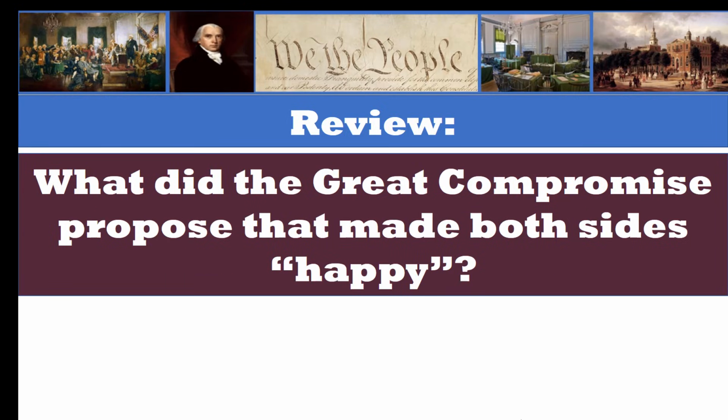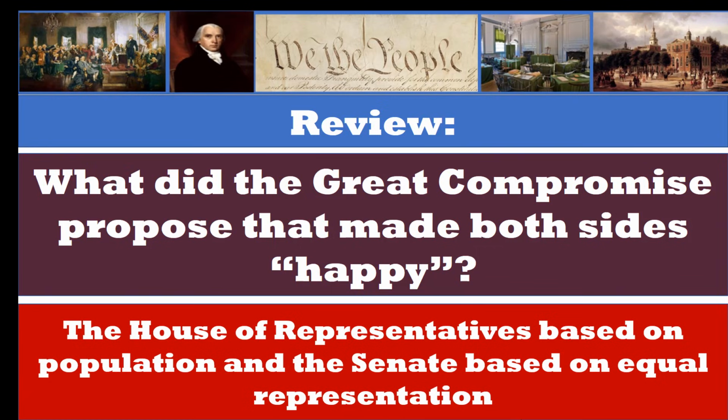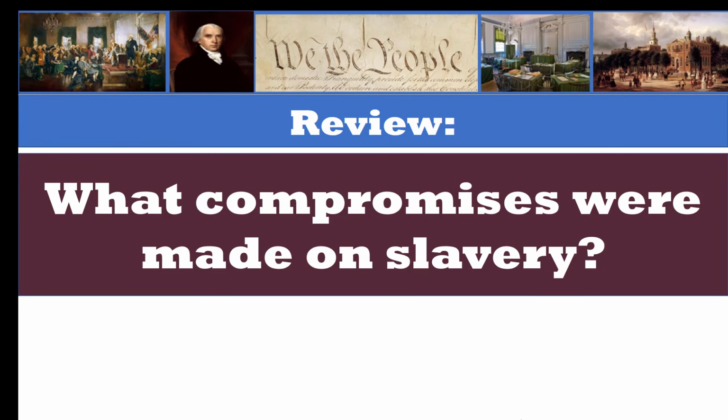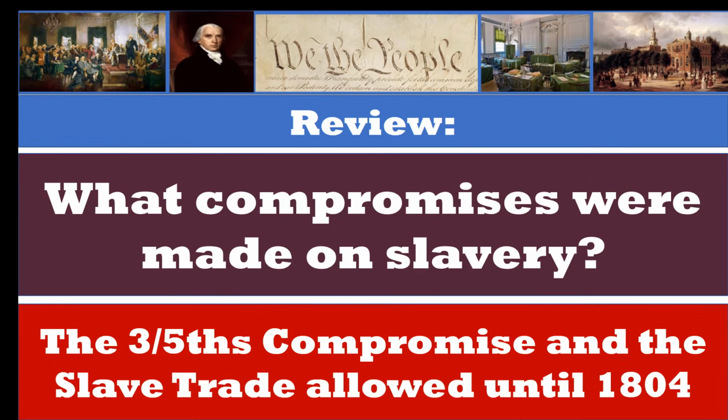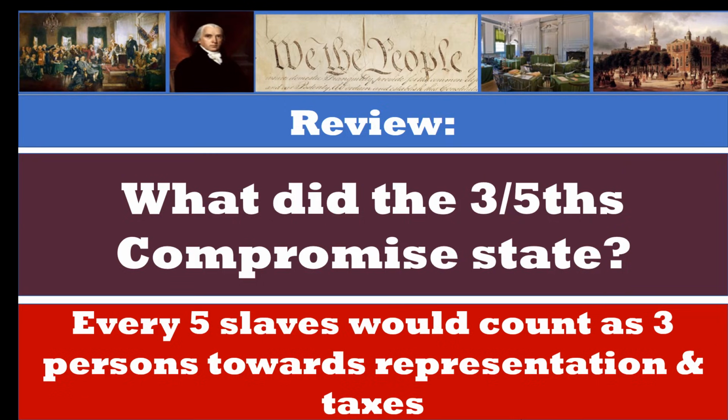What did the Great Compromise propose that made both sides kind of happy? The House of Reps, based on population, and the Senate, based on equal representation. What compromises were made on slavery? The Three-Fifths Compromise, as far as counting slaves, and that the slave trade would be allowed until 1804. What did the Three-Fifths Compromise state? It stated that every 5 slaves would count as 3 persons towards representation and taxes.